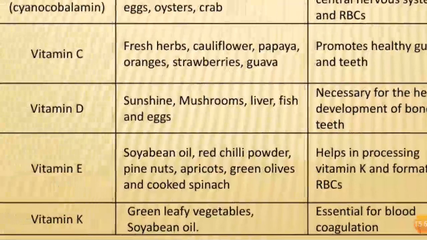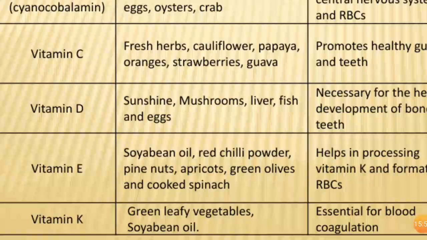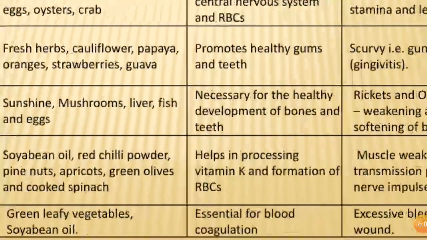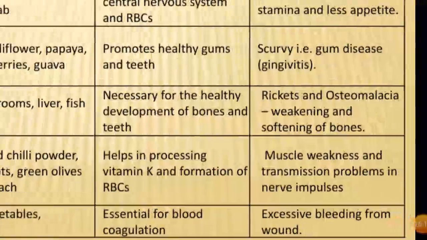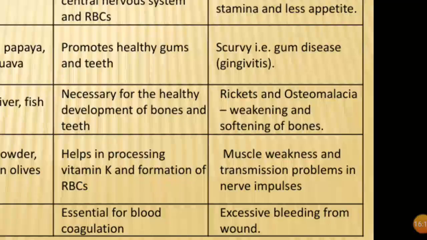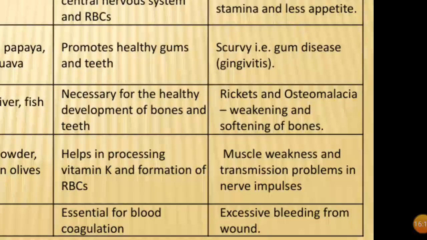Sources: soybean oil, red chili powder, pine nuts, apricots, green olives, and cooked spinach. Function: helps in processing vitamin K and formation of RBCs. RBC means red blood cells. Deficiency disease: muscle weakness and transmission problem in nerve impulses.